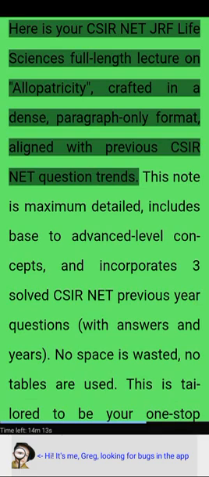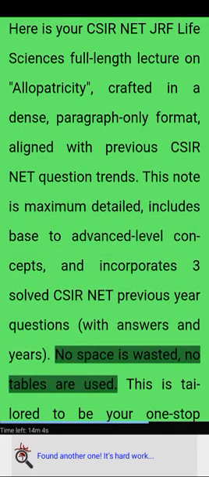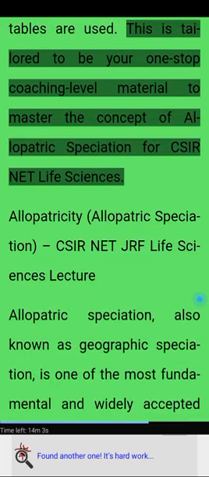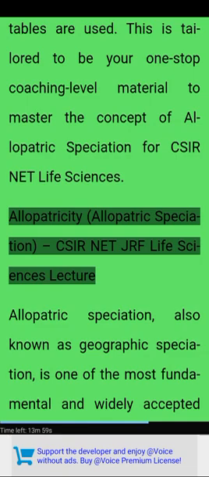Here is your CSIR NET JRF Life Sciences full-length lecture on allopatricity, crafted in a dense, paragraph-only format, aligned with previous CSIR NET question trends. This note is maximally detailed, includes advanced level concepts, and incorporates pre-solved CSIR NET previous year questions with answers and years. No space is wasted, no tables are used. This is tailored to be your one-stop coaching level material to master the concept of allopatric speciation for CSIR NET Life Sciences. Allopatricity, allopatric speciation, CSIR NET JRF Life Sciences lecture.